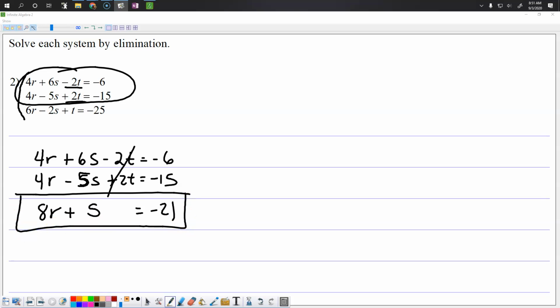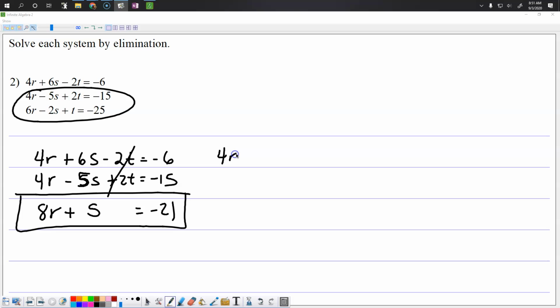Now I need to create another 2-variable equation. So to do that, I'm going to pick 2 different equations. It doesn't matter which 2 you pick, but what does matter is that once you've picked those 2 equations, you do have to make sure that you cancel the same variable out as last time. So since I canceled out the t, I have to cancel out the t this time. If I don't do that, then whenever I put my 2 equations together after this step, they're not going to match up well because they'll have different variables in them, and that won't be helpful to me.